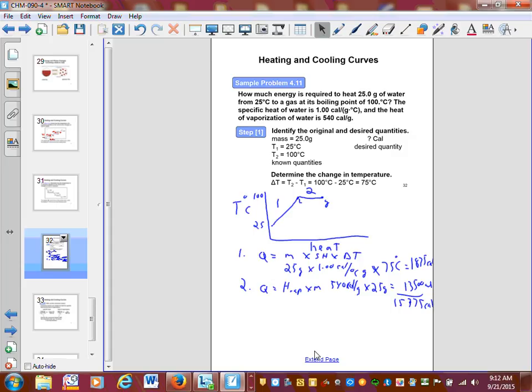How'd you get the bottom? The 15,375, I added the other two: 13,500 plus the 1,875. So you can see it takes a lot more energy to vaporize the water than it does just to raise the temperature.